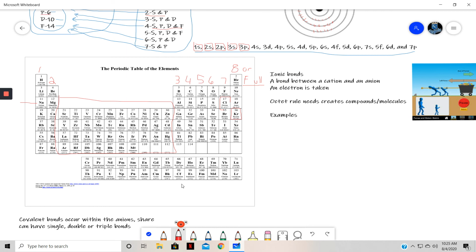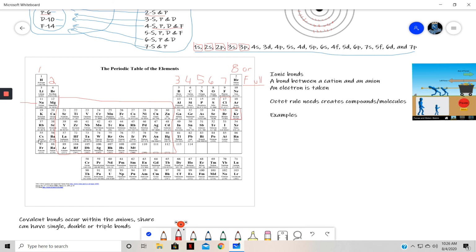Now, the cool thing about the A portion of the periodic table is that the column you're in tells you the number of valence electrons that you have. So if you're in this first column that I put the number 1 above, all of these atoms, if you drew out their electron placements on their outer shell, would end up with 1 electron.